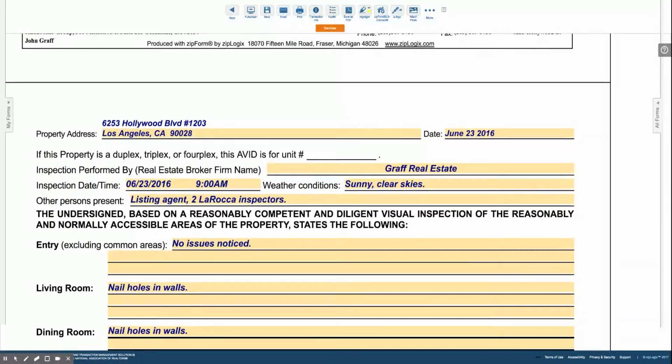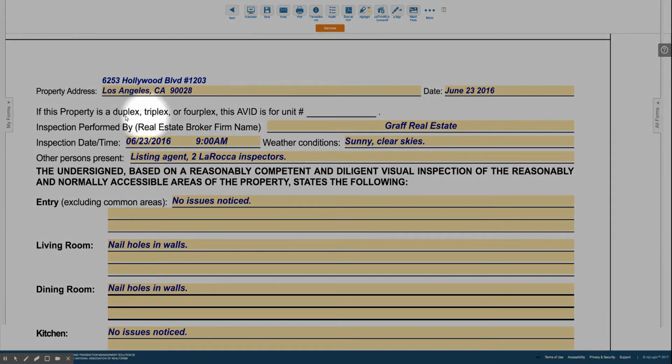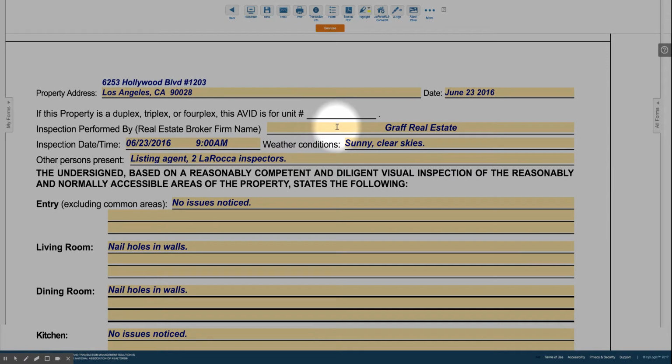So on to page 2, let's discuss some of the items. If this was for a duplex, triplex, or fourplex, then you would just note on the first line which number unit this AVID was for, because you would be completing a different AVID per unit that you're inspecting. The second line is the name of the firm that's performing the inspection. Remember, this isn't your name, it's the name of the actual company that you work for. So in this case, it's Graff Real Estate.